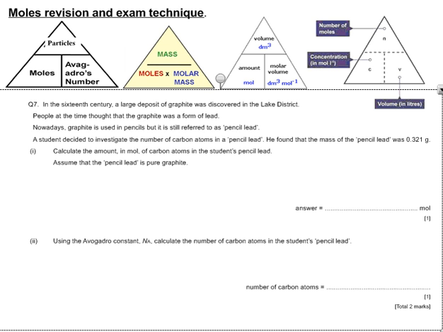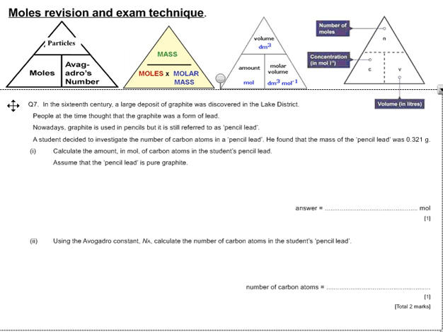Okay, this next question is talking about graphite. In the 16th century, a large deposit of graphite was discovered in the Lake District. People at the time thought that graphite was a form of lead. Nowadays, graphite is used in pencils, but people still call it pencil lead. A student decided to investigate the number of carbon atoms in a pencil lead. He found that the mass of the pencil lead was 0.321 grams.